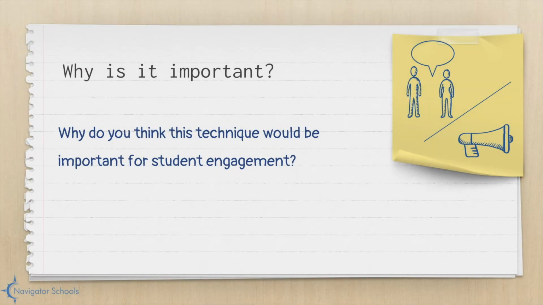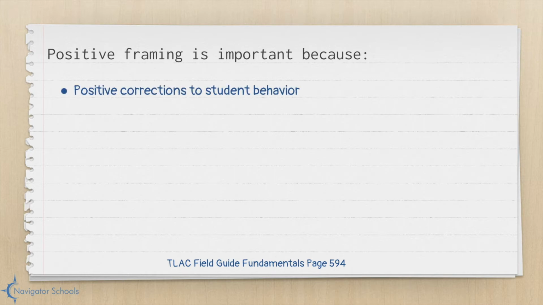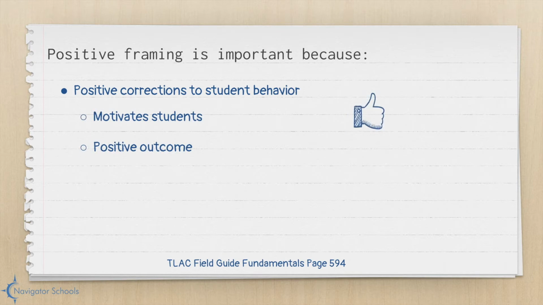Why do you think this technique would be important for student engagement? Please pause this video to discuss with a group or silently reflect. This technique is important for student engagement because it corrects student behavior in a positive and constructive way. According to the Teach Like a Champion 2.0 field guide, positive framing is based on the idea that people are motivated by a vision of a positive outcome more than by a wish to avoid a negative one. Positive framing is still meant to improve behavior, but in a positive way rather than a negative way.